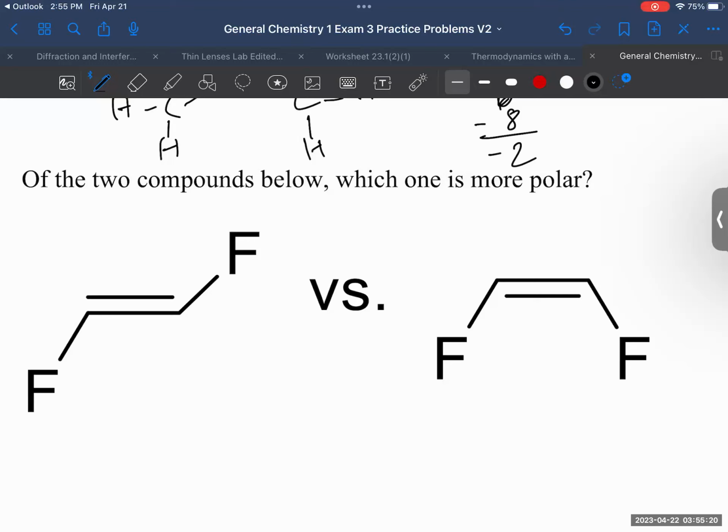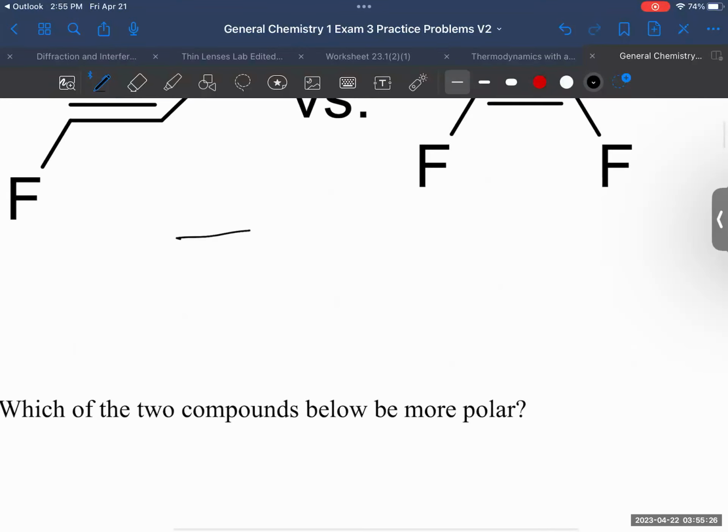All right, so I'm gonna teach it to y'all quick. Cis and trans only works if there's a double bond. So if we draw a double bond, and there's two groups that are opposite.